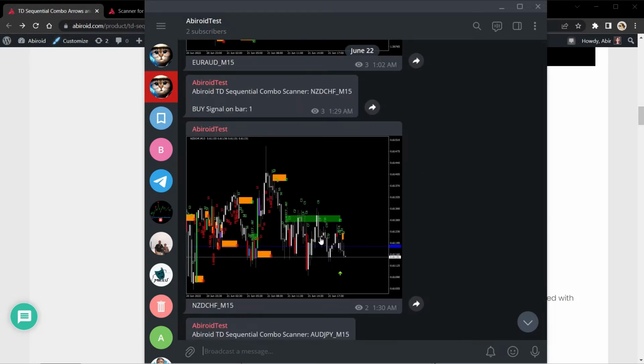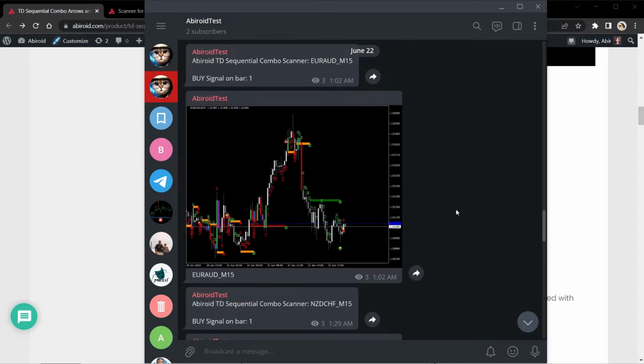I will skip this signal because even though the setup was good, during the countdown, price is acting very erratically, which is why I will not like to trade a buy signal just yet, because we have all of these very strong red downwards bars. So I will most likely ignore this signal.